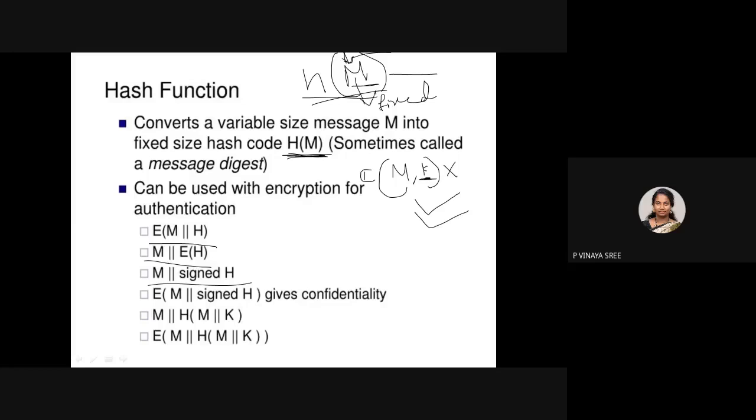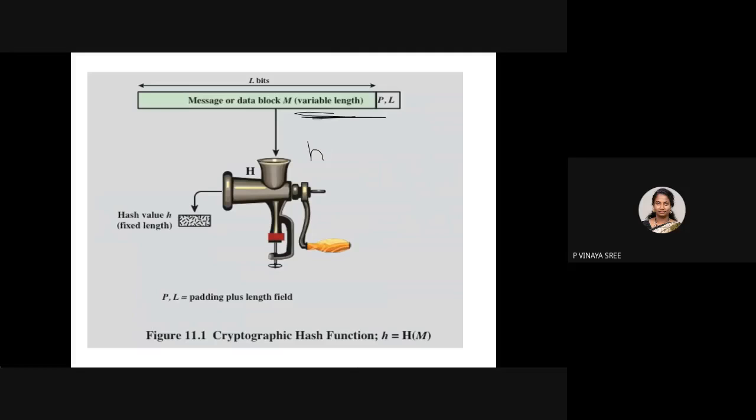But with a hash function, we are not using any key. So it only provides integrity. Authentication will not be provided because we are not using any key for the hash. The remaining will be the same. Let me show. This is your variable size length message. It is passed to the hash. Only the message we are passing, I'm not using any key. So what are you generating? A fixed size length output called a hash.